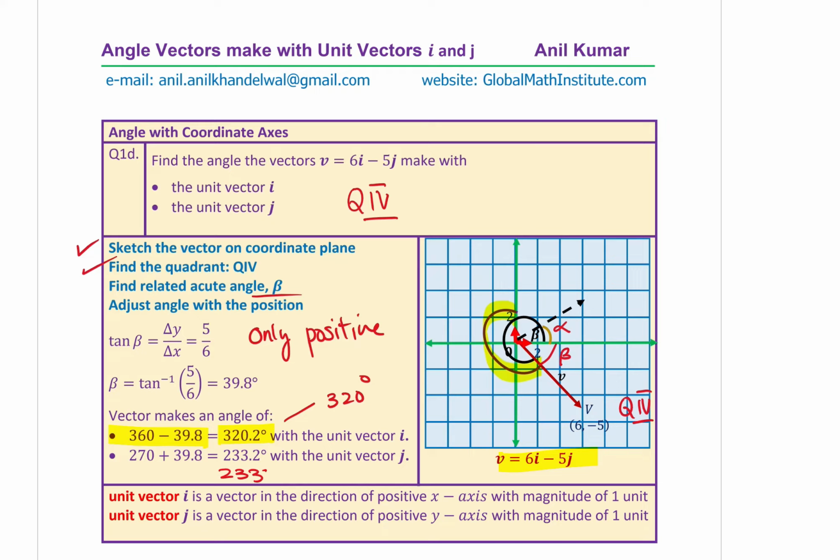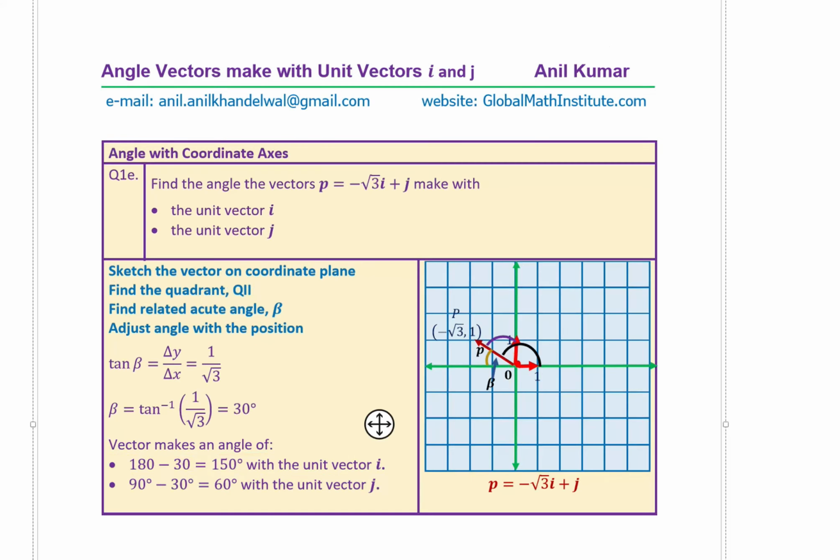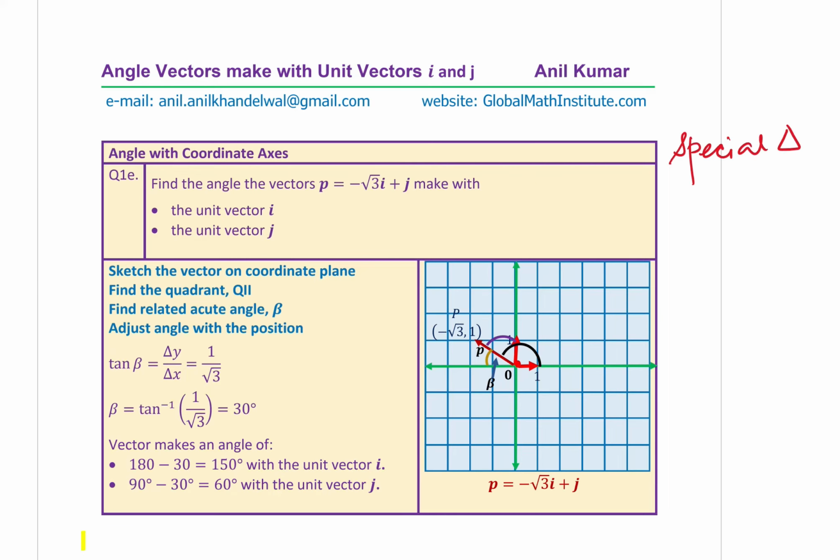Perfect. So I hope with these four examples you have seen how we solve it when the vector is in quadrant 1, 2, 3 or 4, correct? Now here we have taken two more examples mainly to use special triangles, right? So we are now going to use special triangles as sometimes a calculator may not be allowed. So this is without a calculator.